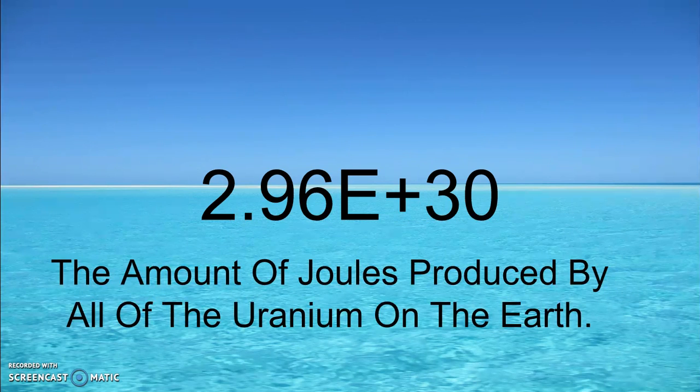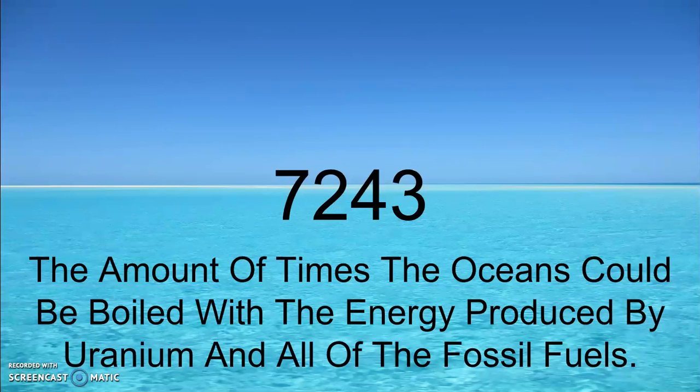This is the amount of joules produced by all the uranium on the earth. And that is a very large number, and if you noticed, it is a lot larger than the other number that would be how much it takes to boil the ocean. So, you could boil the ocean 7,243 times with all of the energy produced by uranium and all the fossil fuels.